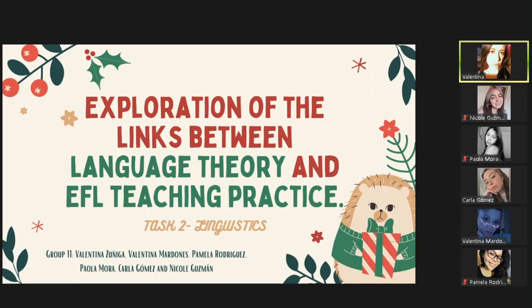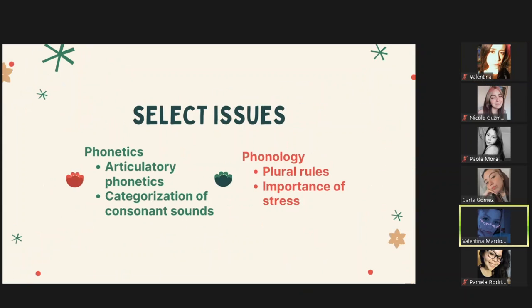We are Group 11, and this is our second task about the exploration of the links between language theory and EFL teaching practice. Phonetics. Phonetics is a branch of linguistics that studies how we make and perceive sound. It is divided into three subfields: acoustic phonetics, auditory phonetics, and articulatory phonetics. Auditory phonetics is in charge of studying how we perceive and understand sounds. Articulatory phonetics studies how the vocal tract can produce sound, and acoustic phonetics studies the physical properties.